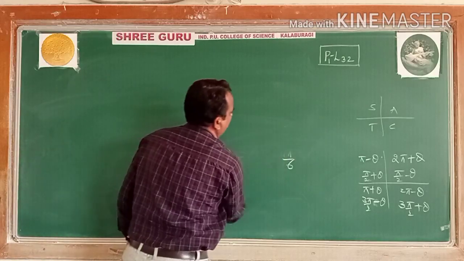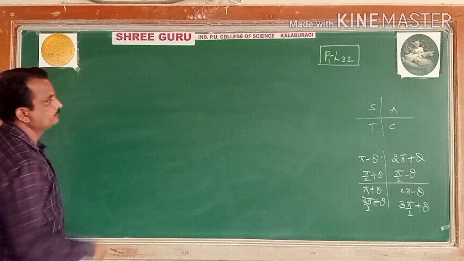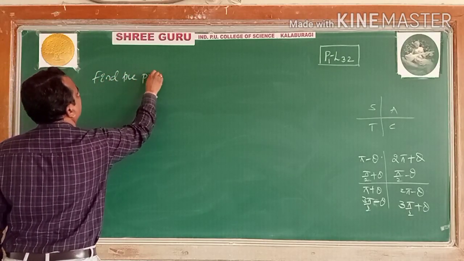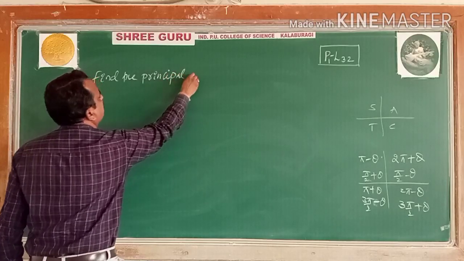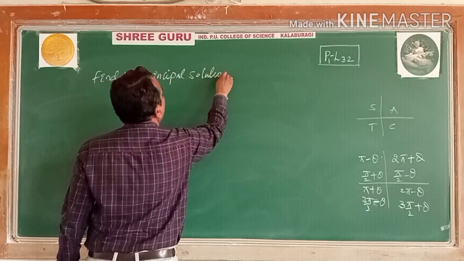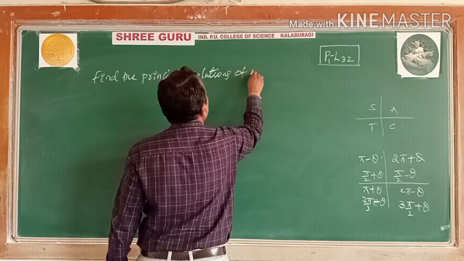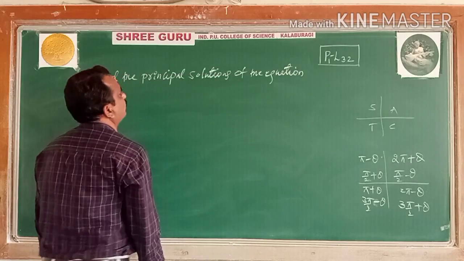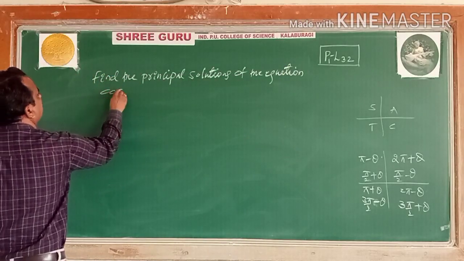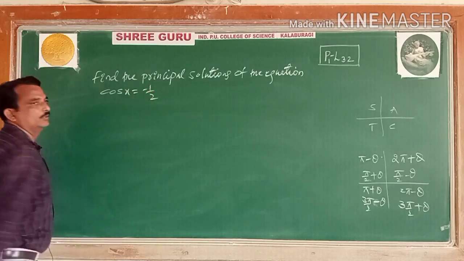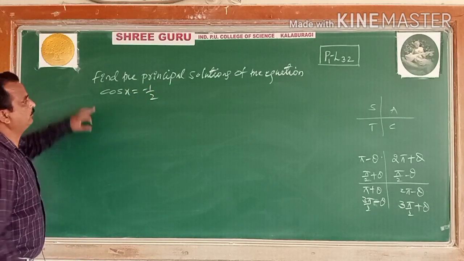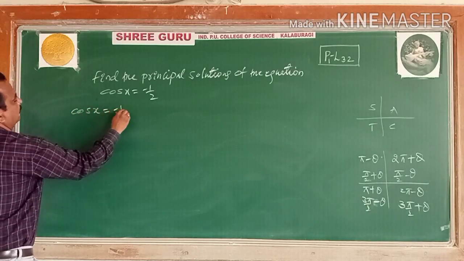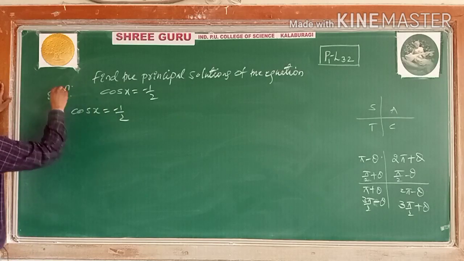Find the principal solutions of the equation cos x equal to minus 1 by 2. See the students here, cos x equal to minus 1 by 2. Solution: cos x equal to minus 1 by 2.